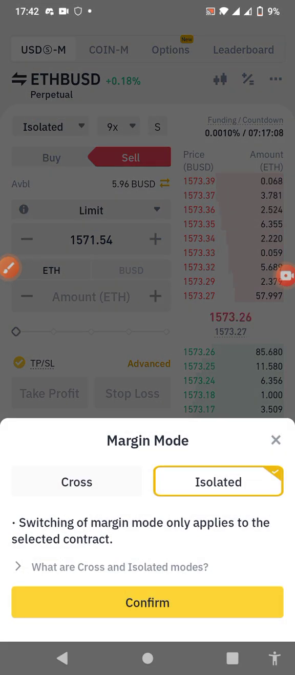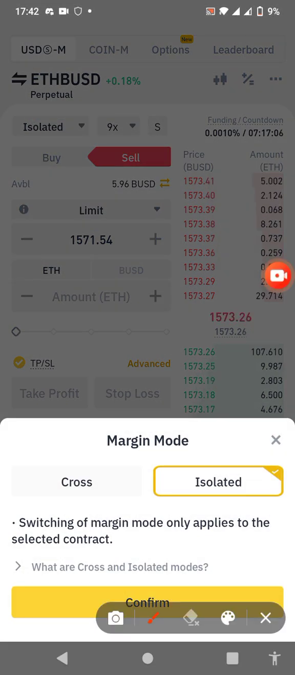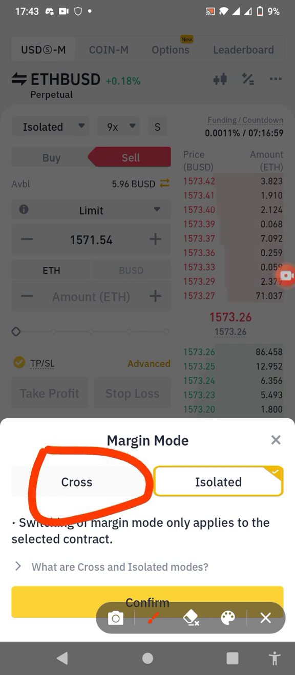I suggest you use, if you are using cross, it means that what? If you are using the cross, it means that if you open two positions, let's say if you buy two different contracts of a trade, you understand? It means that they work hand in hand with each other.